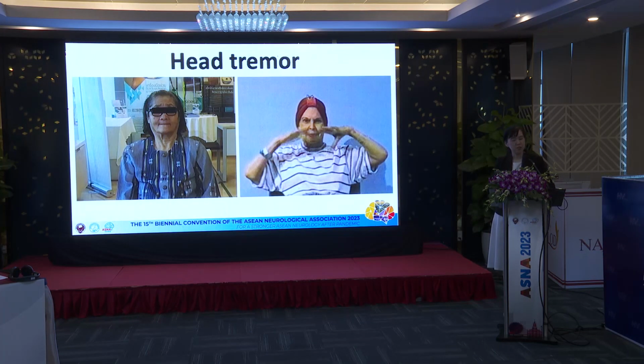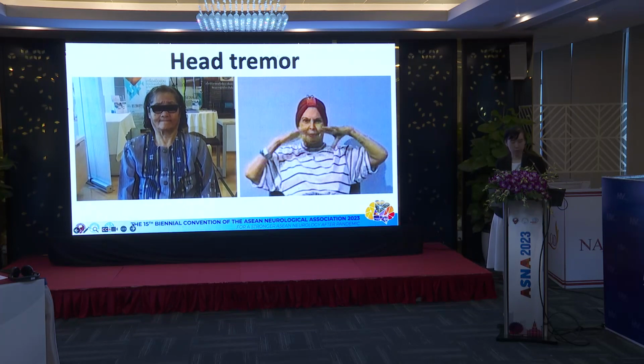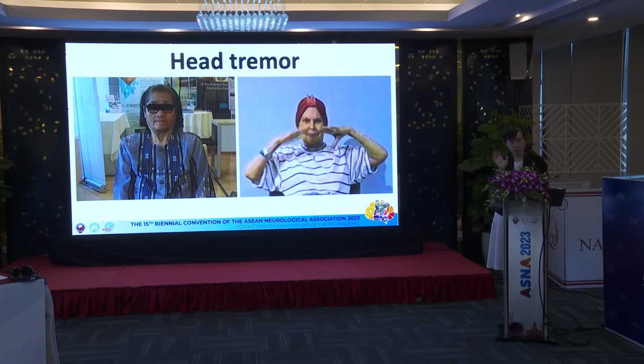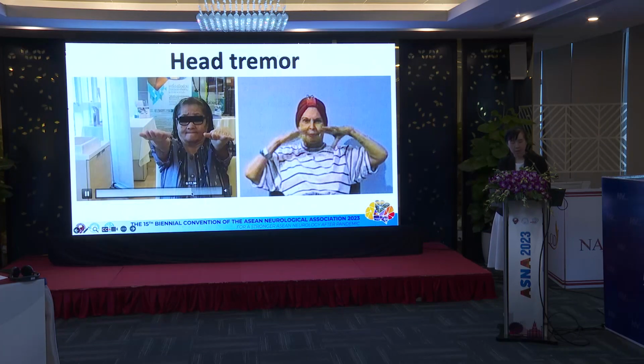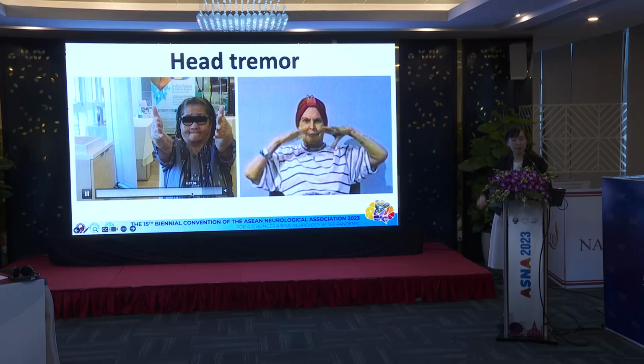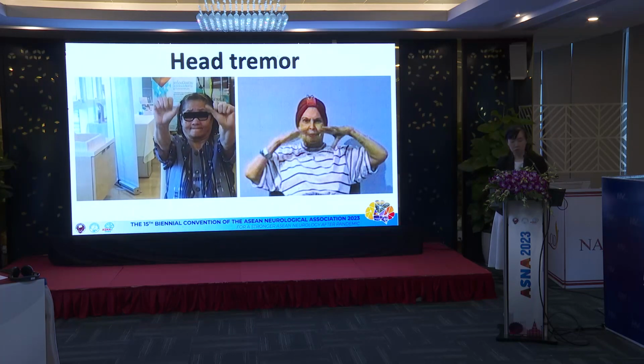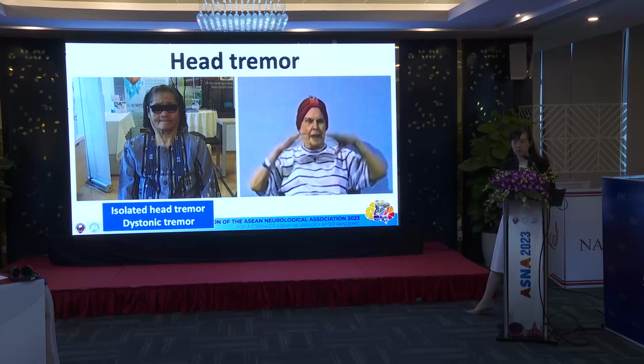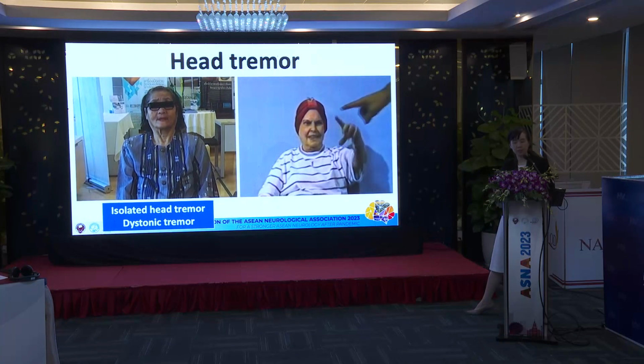So this is the difference from isolated head tremor here. This lady has isolated head tremor, but actually you can see that she has a little bit of abnormal posture, and the tremor is a little jerky and irregular. And when we ask her to hold the hands up, you can see that she doesn't have hand tremor. So she has isolated tremor with a little bit of dystonic posture, so it could be in the category of dystonic tremor.